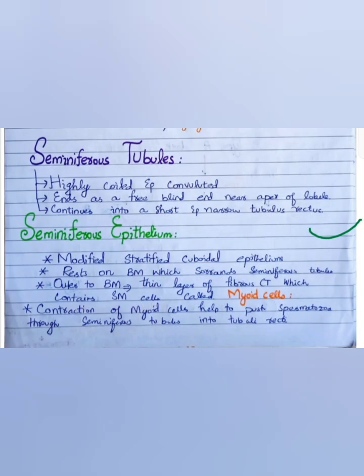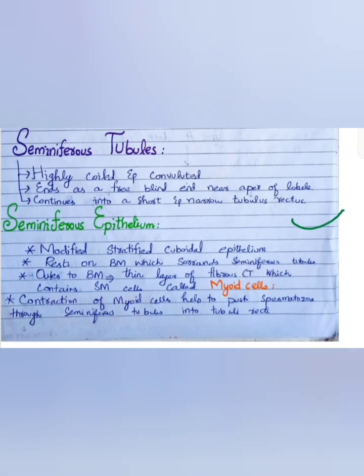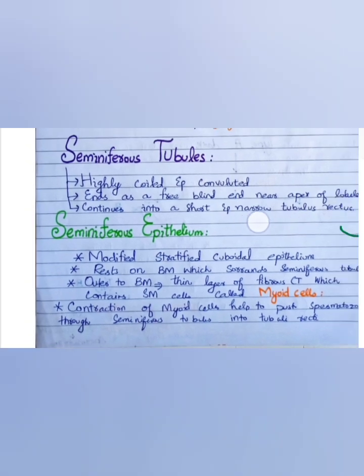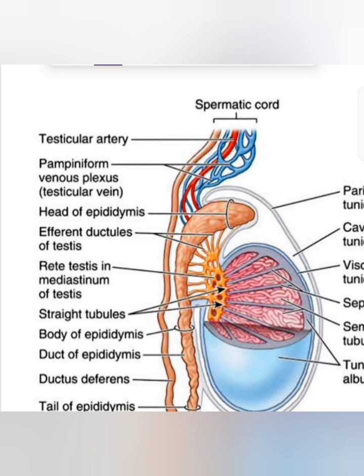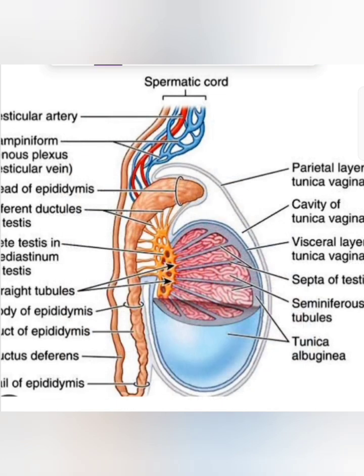These are highly coiled and convoluted tubules, and they end as a free blind end near the apex of the lobule, and continue into a short and narrow tubulus rectus, also called the straight tubule. Here you can see that the seminiferous tubules end as the straight tubules, and then these straight tubules become continuous with the rete testis located in the mediastinum of the testis, and then the rete testis continues with the efferent ductules, and these efferent ductules then open into the duct of the epididymis in the head region of the epididymis. So from this diagram you can get a clear idea of how the sperms that are formed within the seminiferous tubules of each of these lobules are transported into the epididymis.